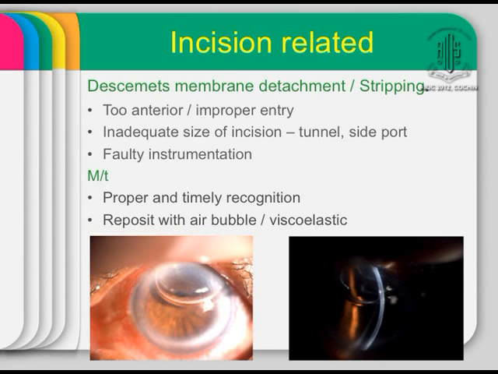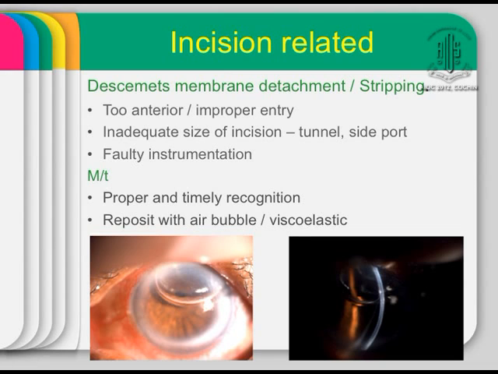Descemet's membrane detachment and stripping is seen if the incision is too anterior or there is an improper entry. There can be an inadequate size of the incision, which can be due to the tunnel or the side port entry, faulty instrumentation techniques and faulty instruments. Proper and timely recognition is very important. Whenever you detect a DM stripping intraoperatively, reposit it with an air bubble or a viscoelastic.